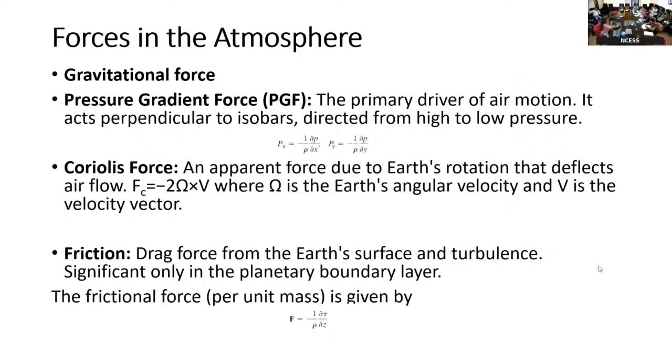The force causing the inclined motion of the air parcel is called Coriolis force. And frictional drag also. These are the four major forces that govern the atmosphere: gravitational force, the pressure gradient force, the apparent Coriolis force, and the frictional force. The equation for friction is given here. It is simply the change in shear with height, the resistance caused by the different layers.